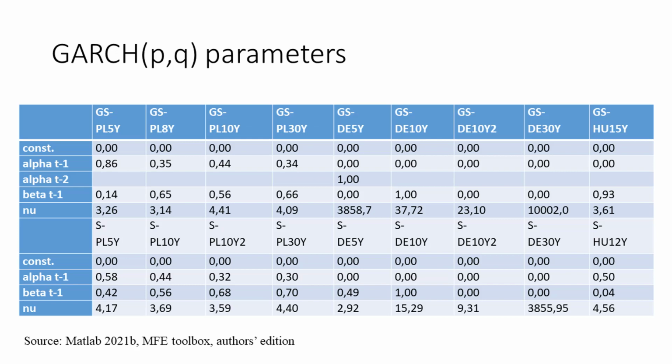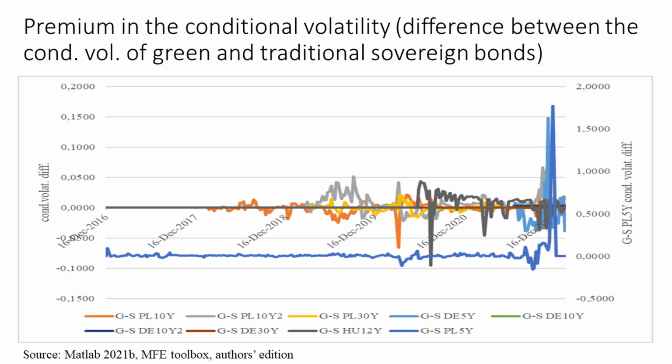And also we can find similar features for the traditional bonds as well. So sometimes GARCH models are failing, but in most of the cases they can capture what is expected. And then let's see the volatility premium. Are they less volatile or more volatile? And what we can see here is that there were examples when they were less volatile.